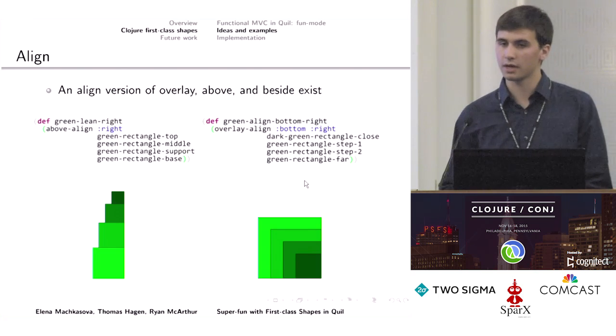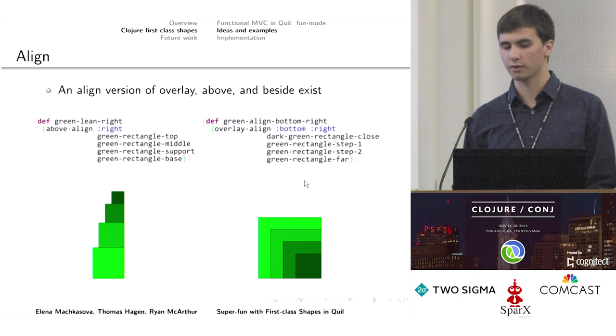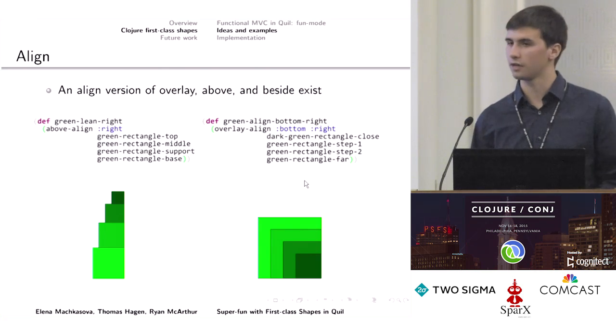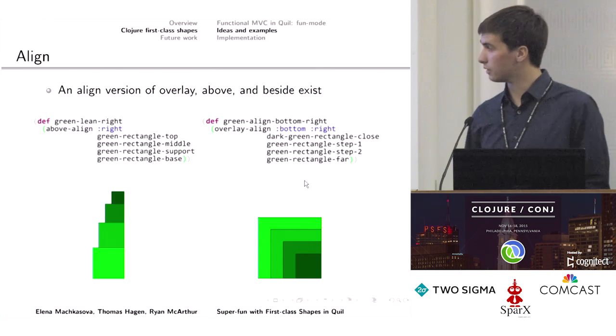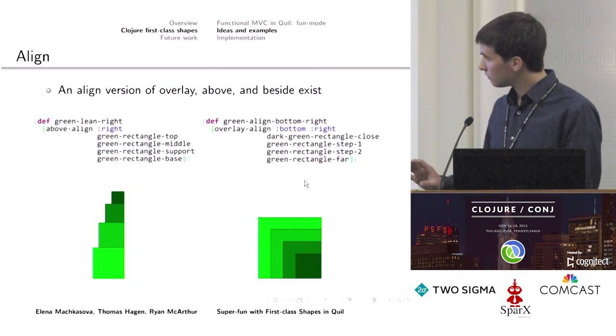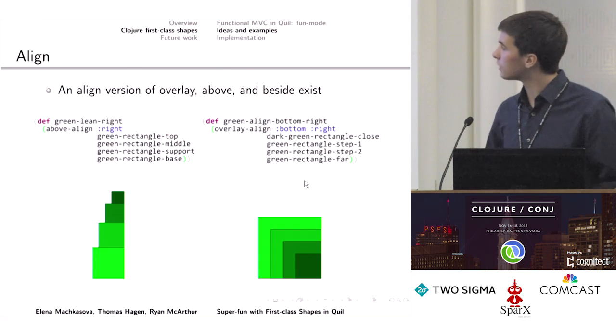And overlay align takes two arguments before the thing, which are top, center, bottom, or left, center, right. In this case, we did bottom right and overlaid them on the bottom right of the entire complex shape.